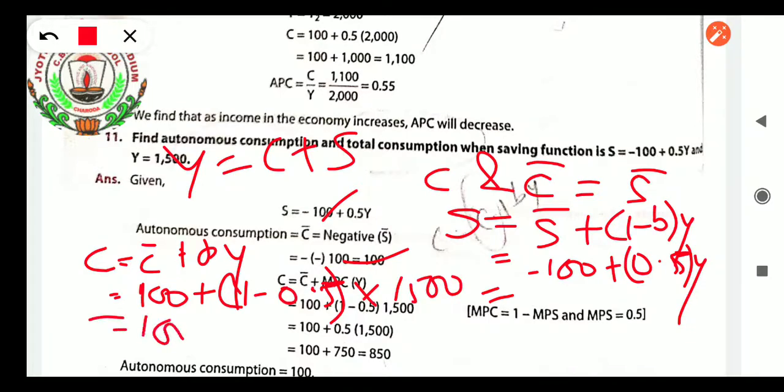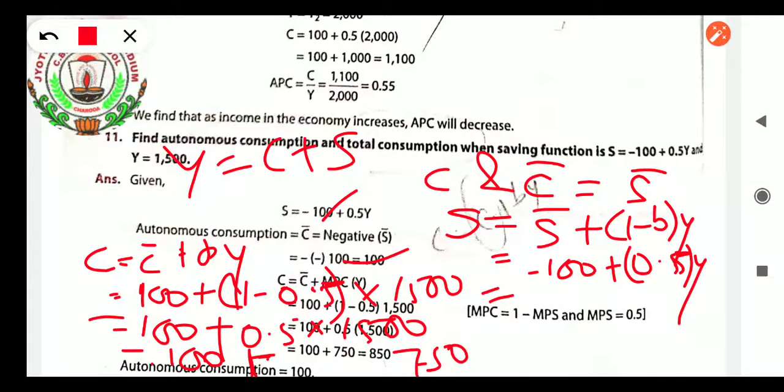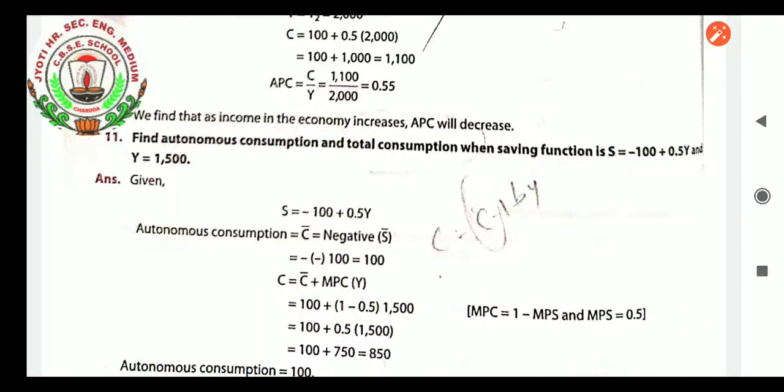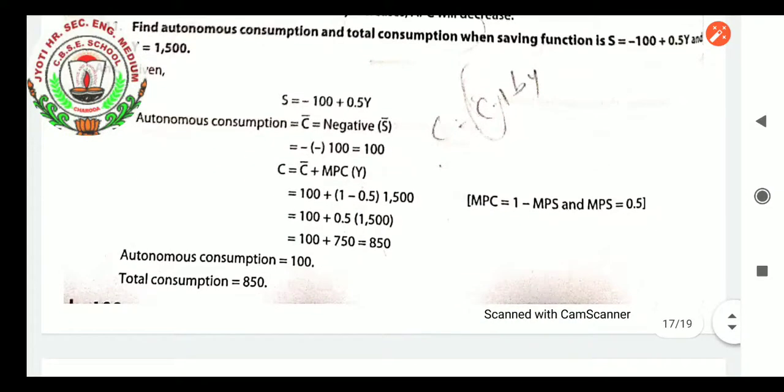If we take 100 plus (1 minus 0.5), that is 0.5, into 1500, how much will come? 100 plus 750, since 0.5 into 1500 is 750. So 100 plus 750 is 850. So total consumption came to 850. This is the way we can find the answers, as we also got autonomous consumption 100.